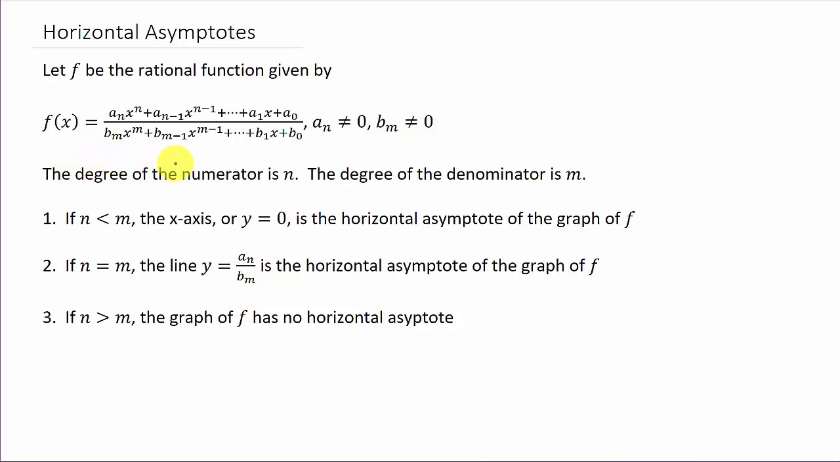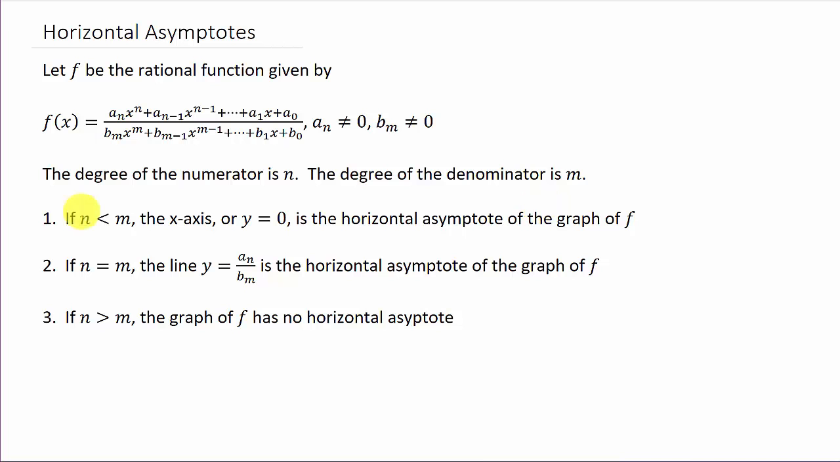And the degree of the numerator is n. We're looking for the largest exponent, that means the largest exponent in the numerator. And then the degree of the denominator is m, which means the largest exponent in the denominator.